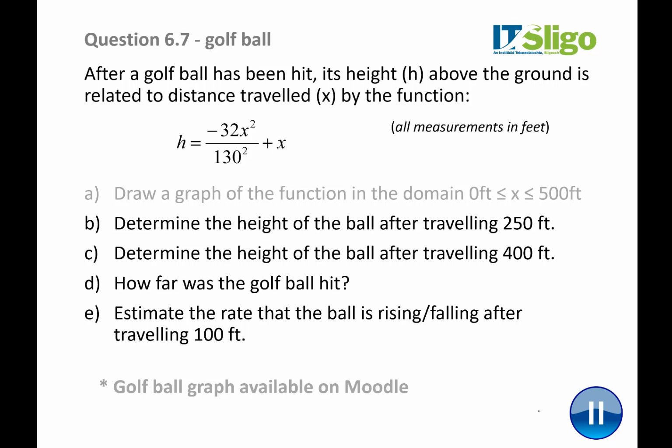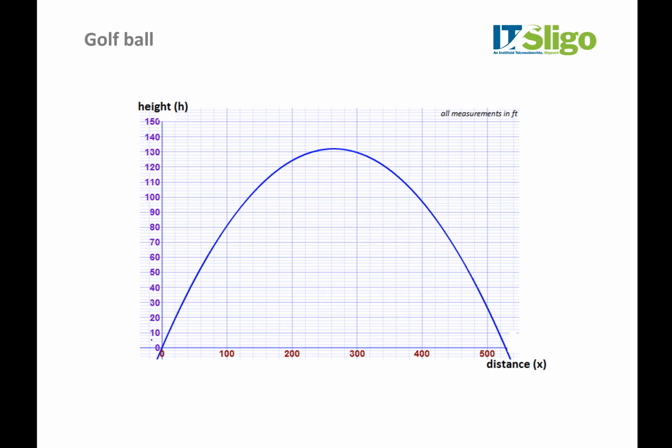So determine the height of the ball, how far was the golf ball hit, and estimate the rate. Rate, guys, means slope. So the golf ball graph, as I said, is on Moodle. Here's just a quick look at it. You're asked what was the height at 250 feet. So you want to work out that height there. What was the height at 400 feet? Again, bring it back to there.